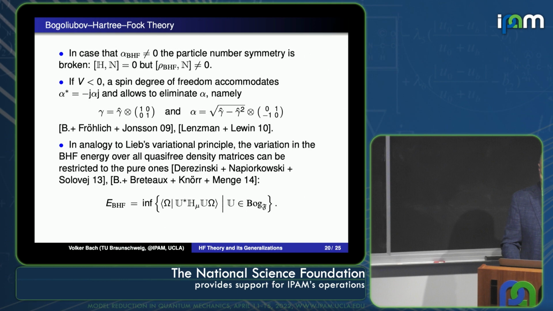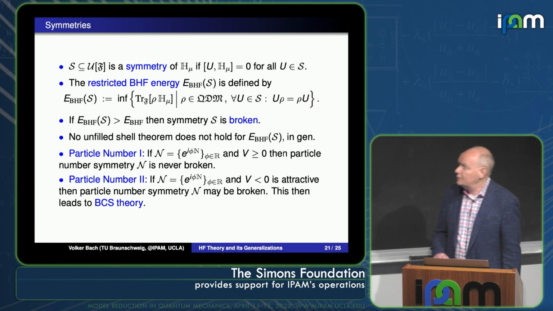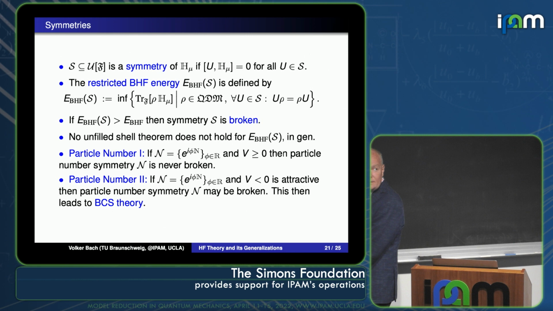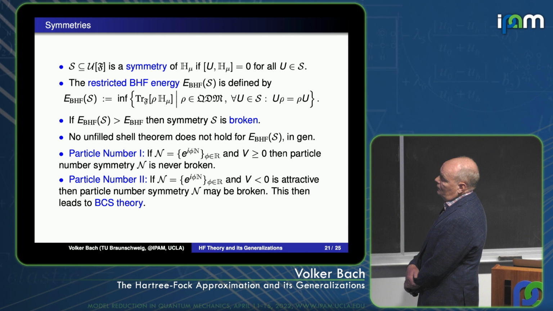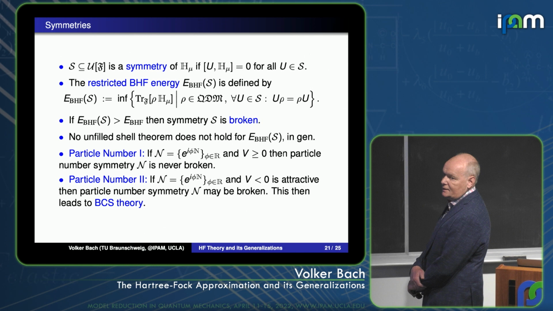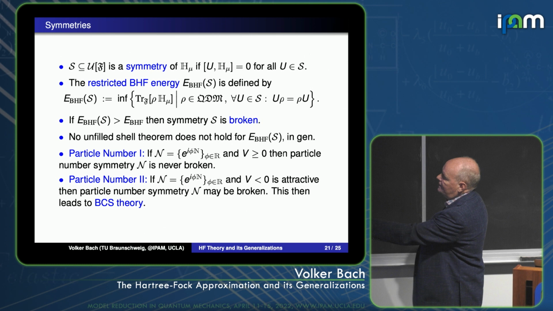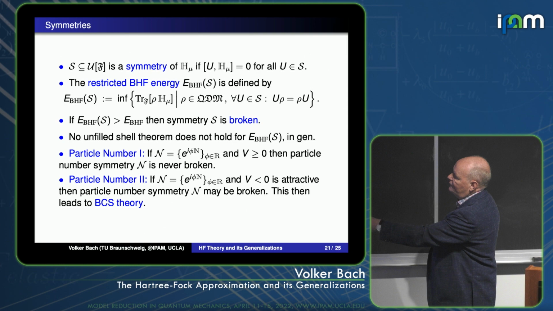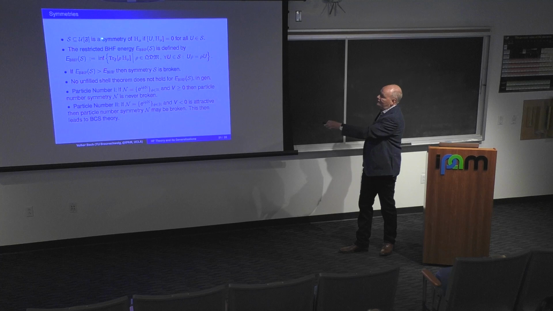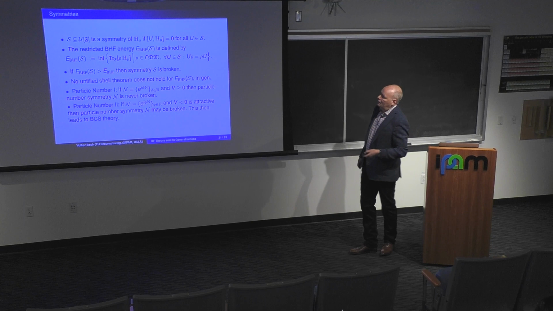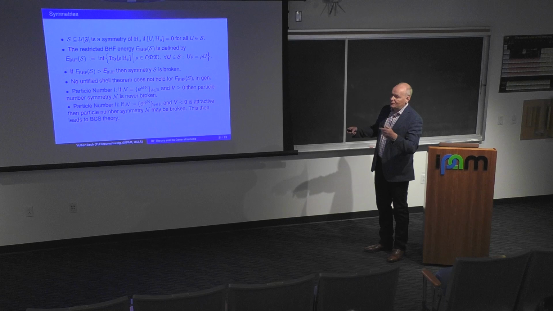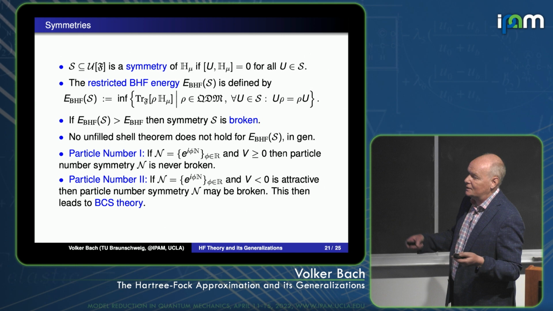Okay, so with this, I would like to come to symmetries. That's a good point to come to symmetries. First, I thought a little in the past weeks about how to define what a symmetry is in the context of Hartree-Fock theory, and here is my answer. So we consider a family S of unitary operators on Fock space, a set of operators, and we call this family a symmetry of the Hamiltonian if for any unitary in this family the Hamiltonian commutes with it. I do not take the infinitesimal generators of symmetries here, because I want to have a definition that works also for discrete symmetries.